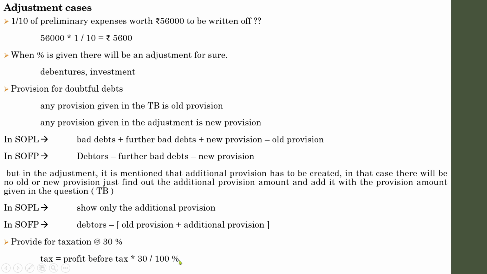So this is how you have to deal with cases regarding provision for tax, because usually provision for tax will be given in percentage rates rather than amounts. If the amount is directly given, you can directly deduct it from the profit. If not, you need to find the tax amount. So these are some of the common cases you may come across.